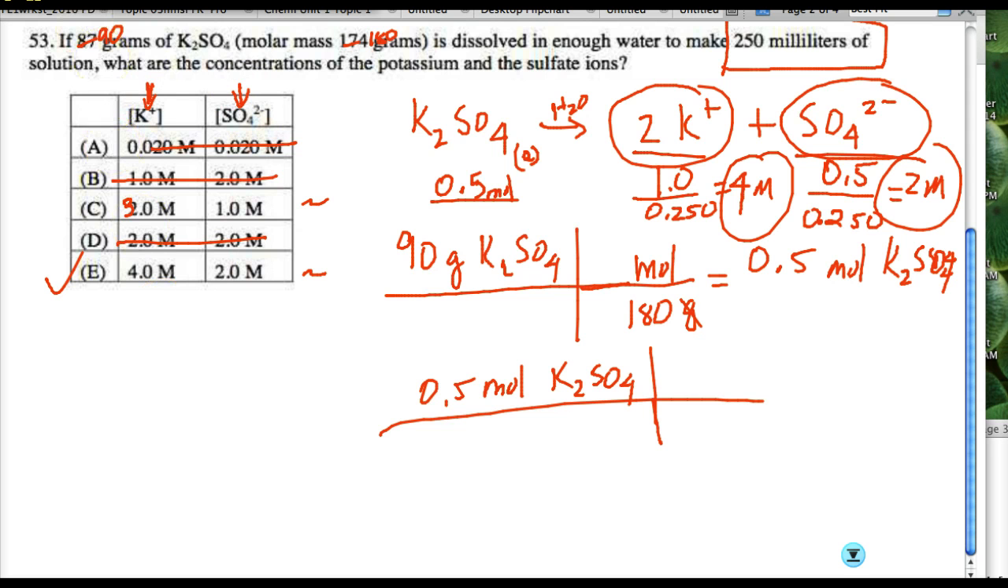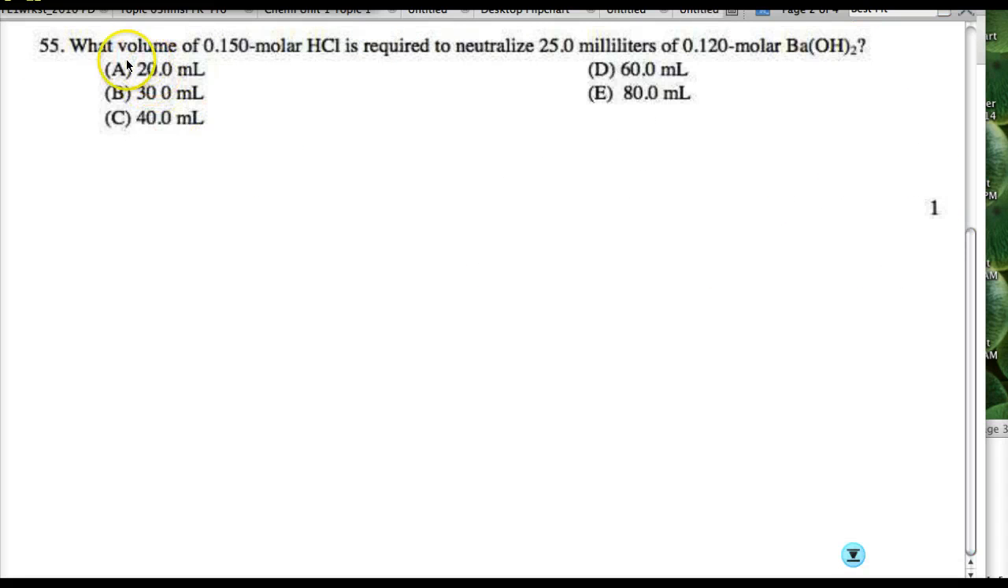So there's that one. Number 55, what volume of a 1.5 molar HCl solution is required to neutralize barium hydroxide? Oh, check, check. Look here. Here's your trap right there, that 2. You got to know, you got to think about it.